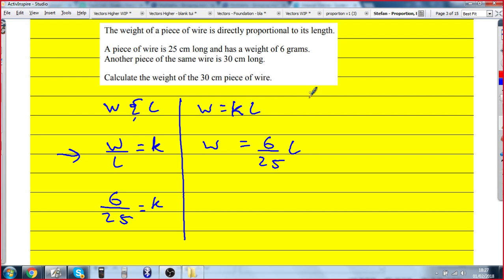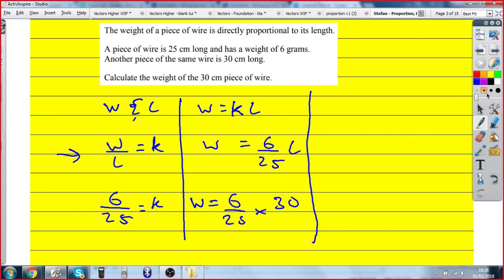So this 30. Is that W? Is that L? W. It's 30 centimeters long. We're trying to find the weight. W equals 6 over 25 times 30.